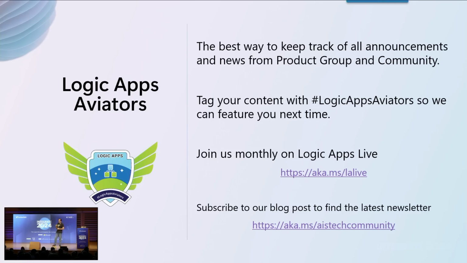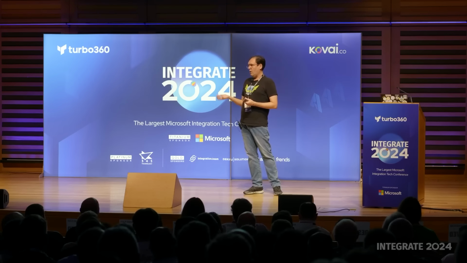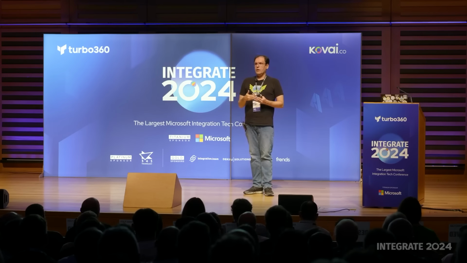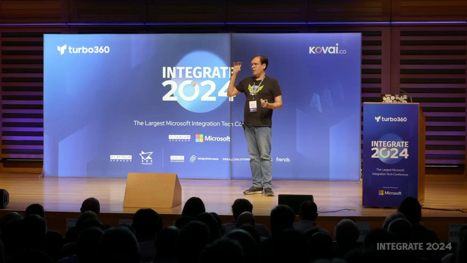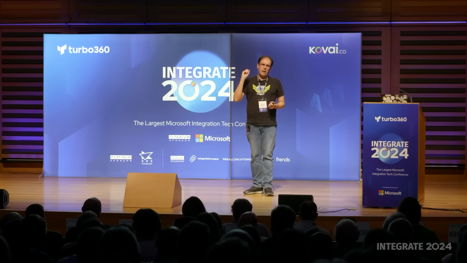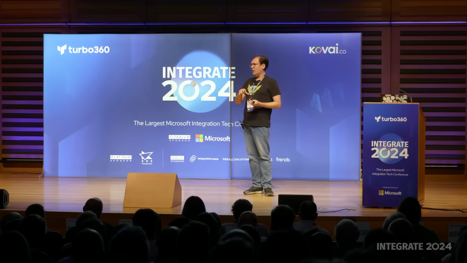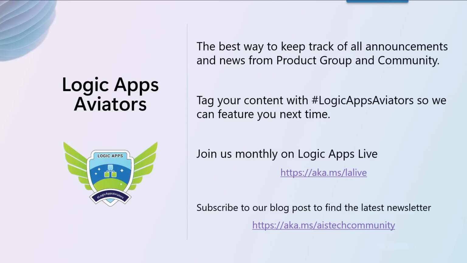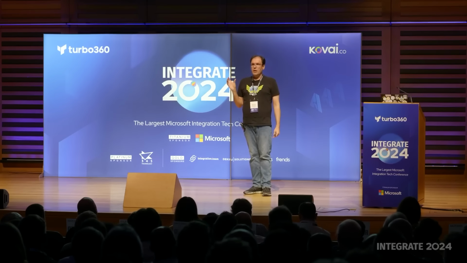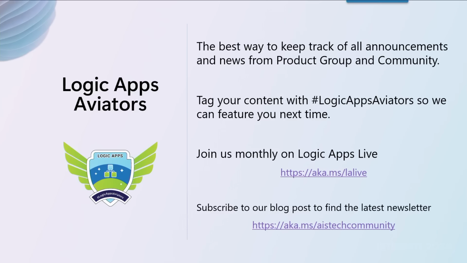And the other thing that we do is also a newsletter that you find every month on our AIS Tech Community blog, with all the information that we collated from the month about Logic Apps announcements, new customer stories, and also community articles. So if you've been writing blog posts about Logic Apps and you've been amplifying that, please add the Logic Apps Aviators hashtag on your amplification, on your social media, because we're using that to find new articles to publish.